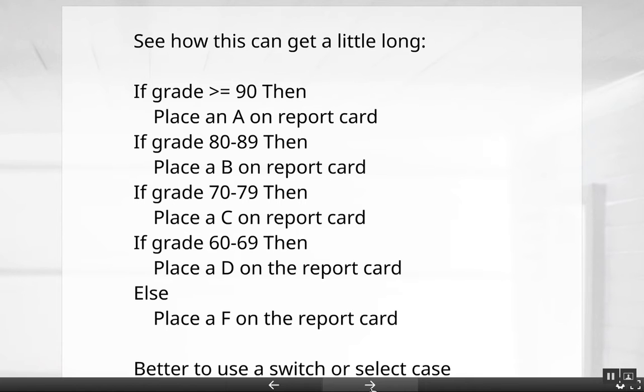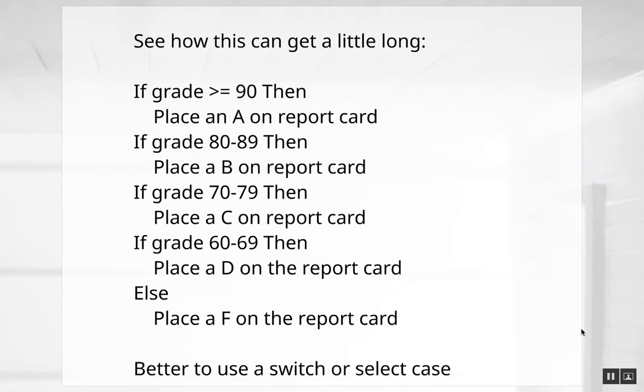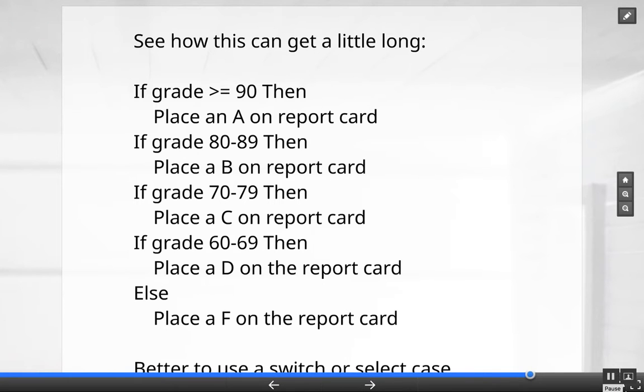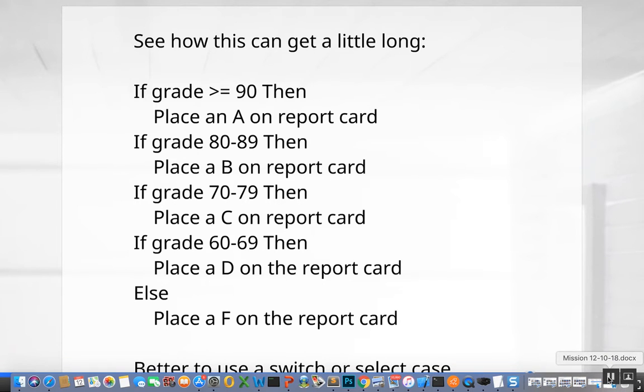If the grade is greater than or equal to 90, then place an A on the report card. If the grade is 80 to 89, then place a B on the report card. If the grade is 70 to 79, then place a C on the report card. If grade is 60 to 69, then place a D on the report card, else place an F on the report card. It's probably better to use a switch or a select statement with this case.